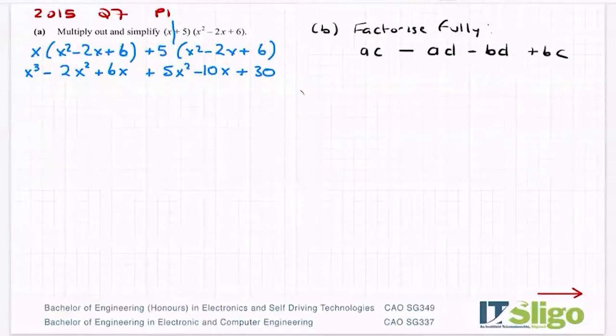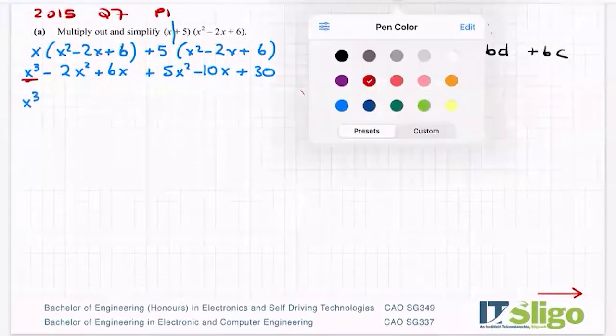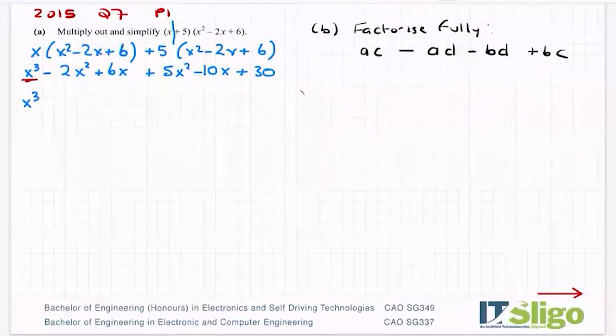Okay, and then you group the like terms together. Remember, you can never combine x squareds with x's or x's with numbers or x cubes with anything else. So I've only one x cubed term, so that's easy enough. Okay, my x squares, I have a minus 2x squared and a plus 5x squared. So it's nearly easier to read it backwards.